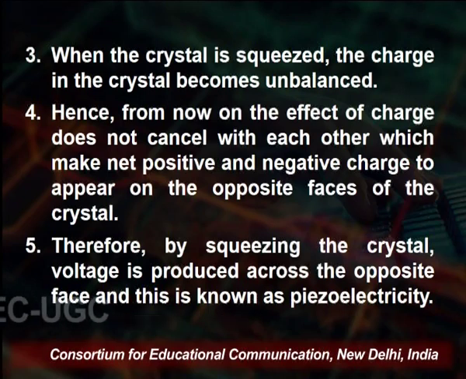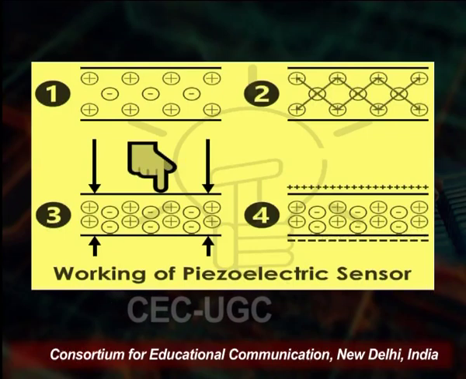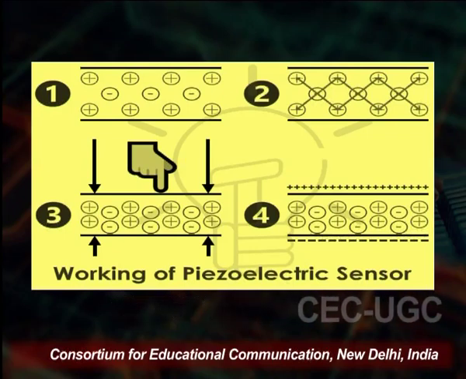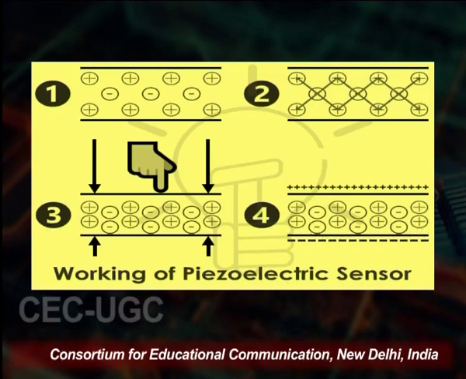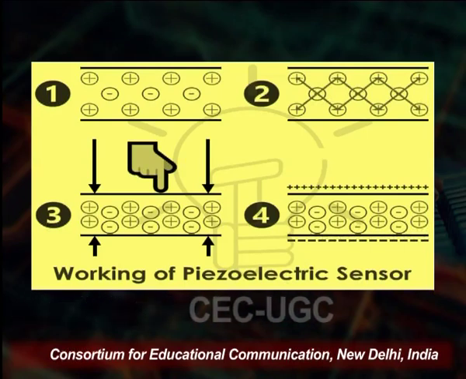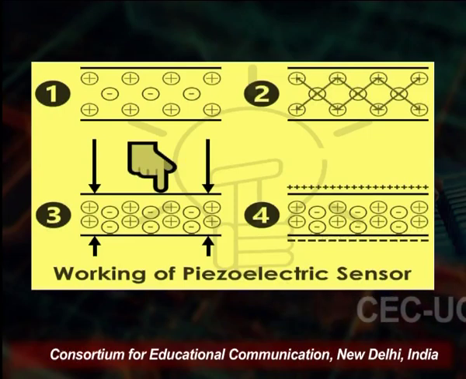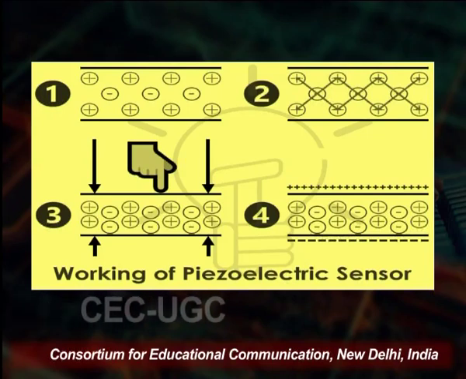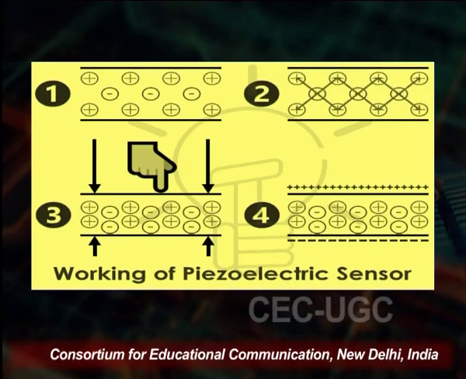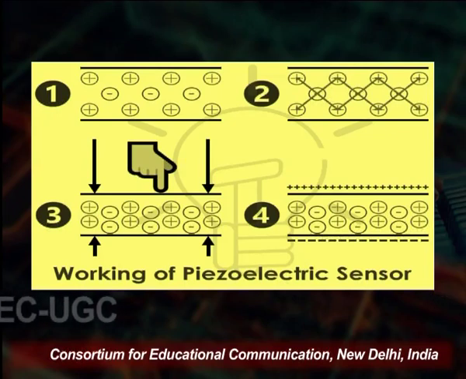Therefore, by squeezing the crystal, voltage is produced across the opposite faces, and that is known as piezoelectricity. You see these are the steps: first there are positive and negative charges, after that they are connected, then we squeeze it, then positive and negative charges are collected on the surface, and it works accordingly. And next, the sensor is based upon the piezoelectric effect.